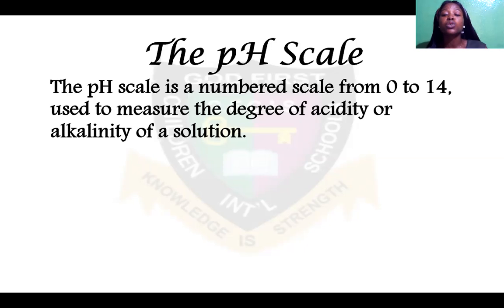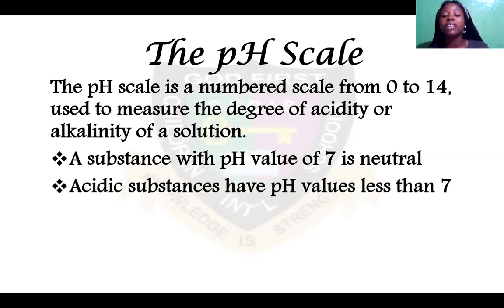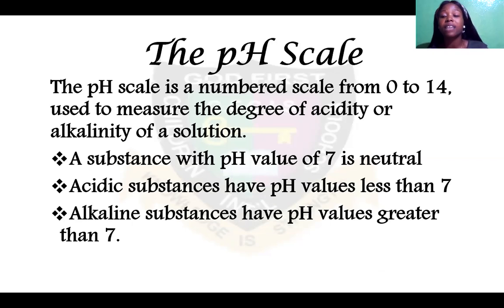So the pH scale is used to measure the amount of hydrogen ion in a particular solution, and is a number scale from 0 to 14. A substance with pH value of 7 is neutral, meaning that it's neither acidic nor alkaline, while a substance which has pH value less than 7, between 0 and 7, is said to be acidic. A substance which has pH value greater than 7, that is between 7 and 14, is said to be basic or alkaline. So this is the pH scale, numbered from 0 to 14.